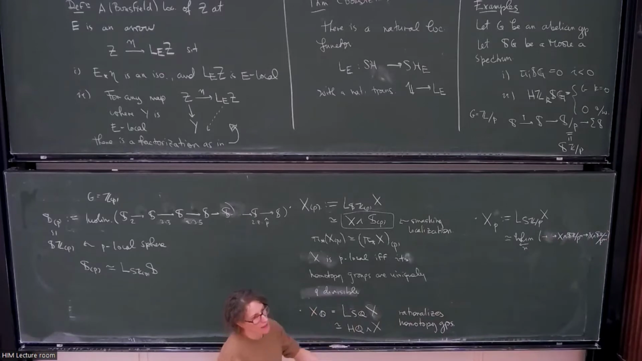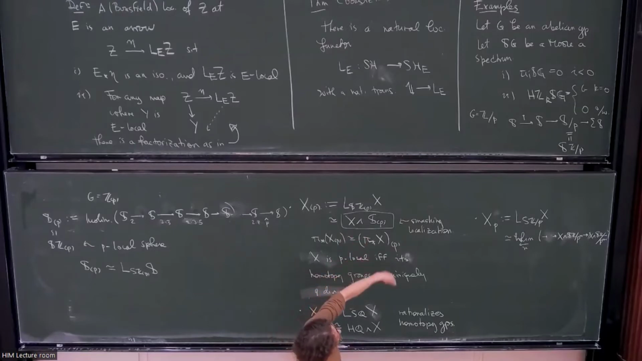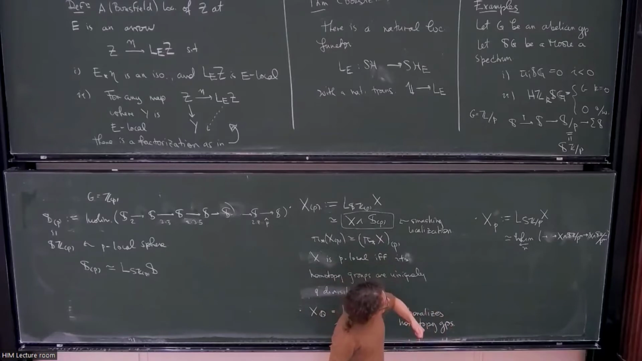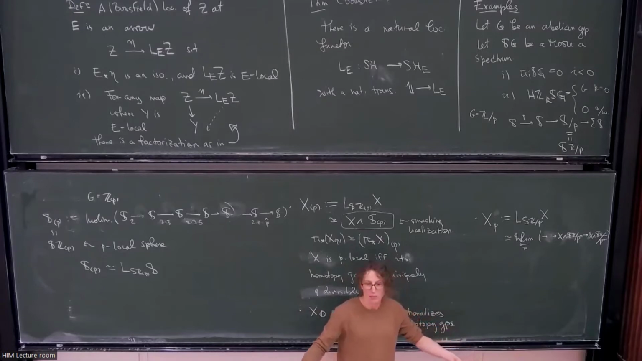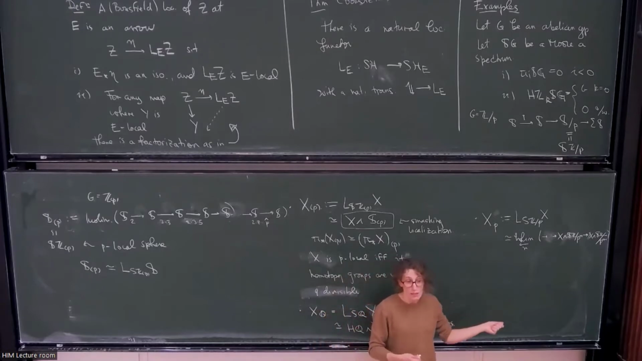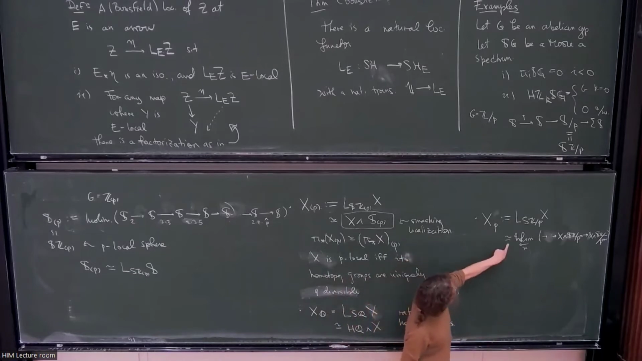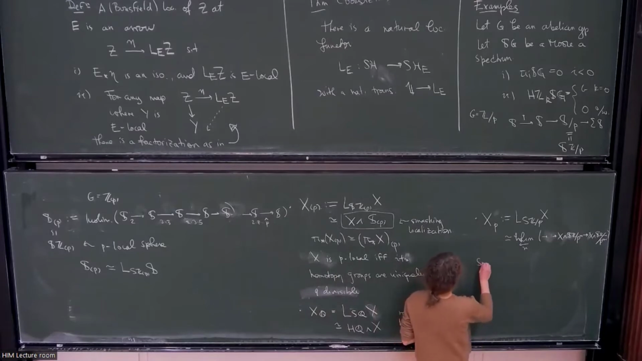So for each z mod p to the m, you have a Moore spectrum, okay? And with this construction of Moore spectra, if you have a map of groups, you can get a map between these Moore spectra. So you take the Moore spectrum for this system, z mod p squared, z mod p, and so on. You smash with x, and you take the inverse limit. It turns out, Bousfield shows in his paper that these are equivalent, okay, for this localization.